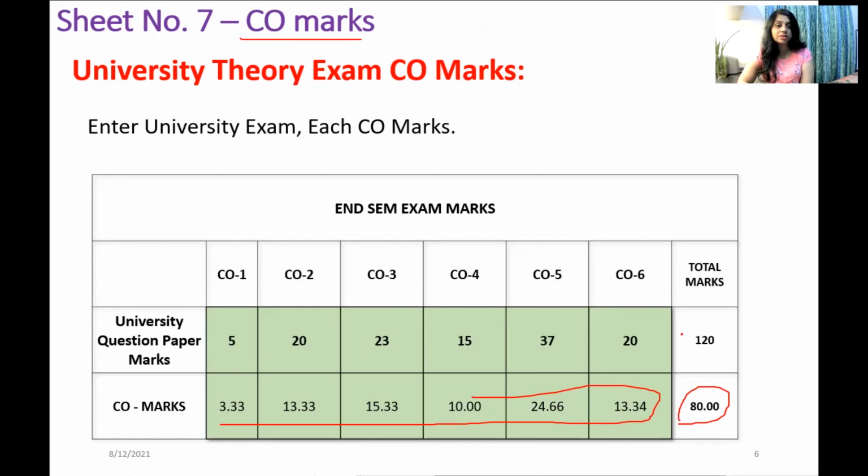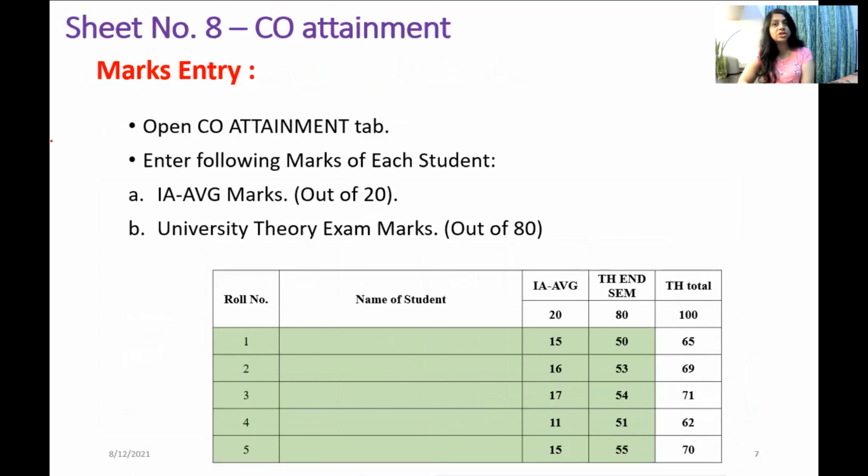And this is for 120. So CO1, CO2, CO3 marks out of 120 and out of 80. This we have already done. So here you only have to make entries based on your previous calculations. Now next is sheet number 8.